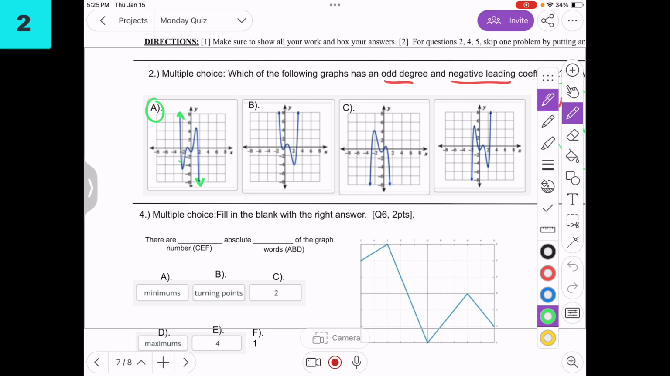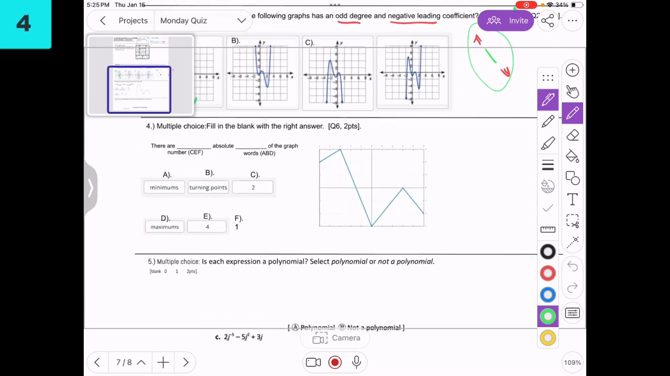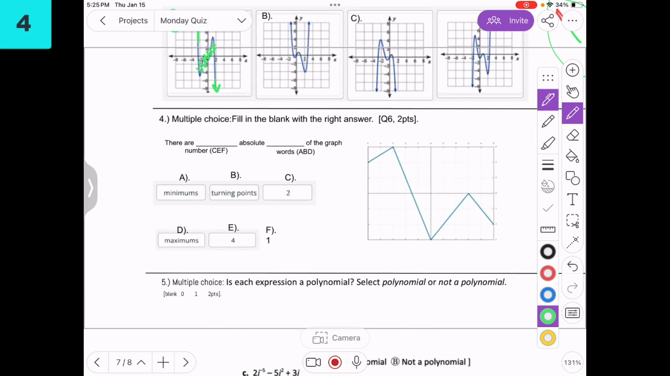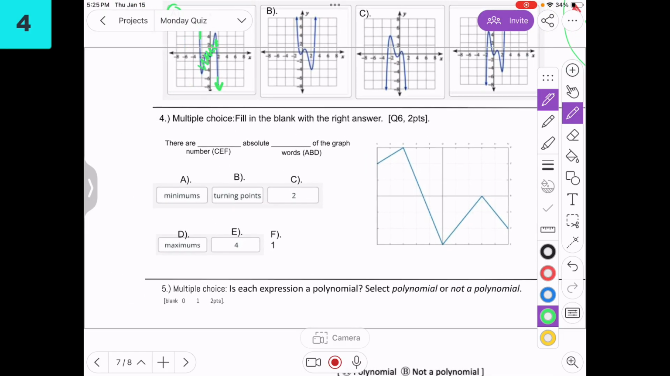I'm not interested in anything that happens in between. I'm only interested in the end behaviors. So A is my answer. Okay, moving on to the next one. I have to match the wording that goes inside here. So they're interested in something absolute, some kind of number, absolute. The two vocabulary terms that I can think of are absolute max and absolute min.